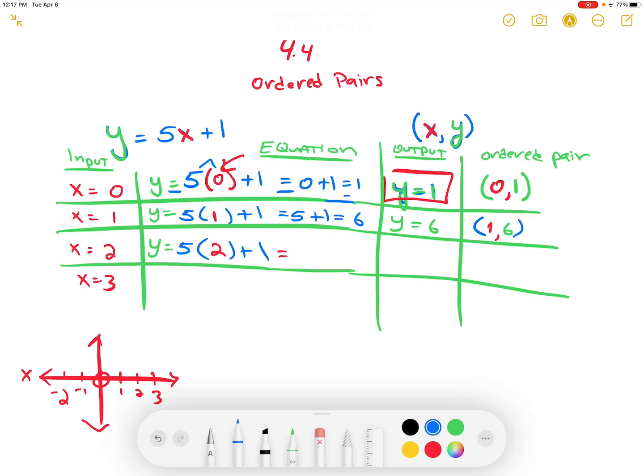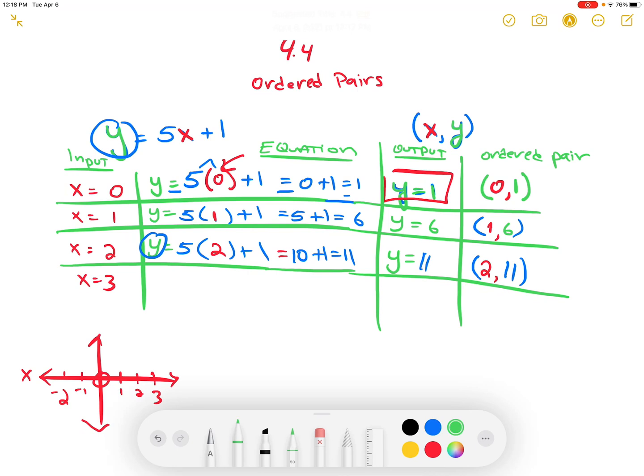So anyway, 5 times 2 is 10. 10 plus 1 is 11. My answer is y, or the output, y is 11. How do I get y is 11? Well, that's what I said the equation was. Y is equal to whatever 5 times this new x is. So my input was an x of 2. My output was a y of 11.